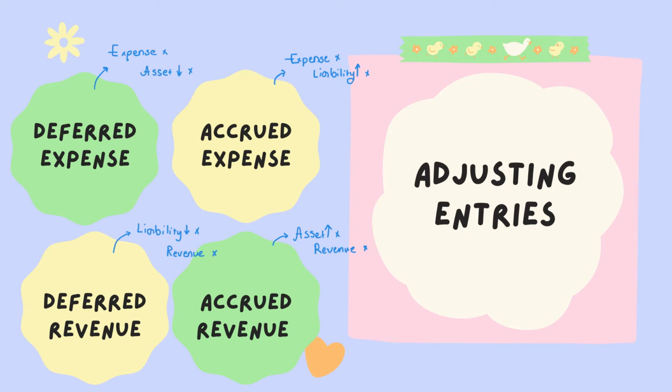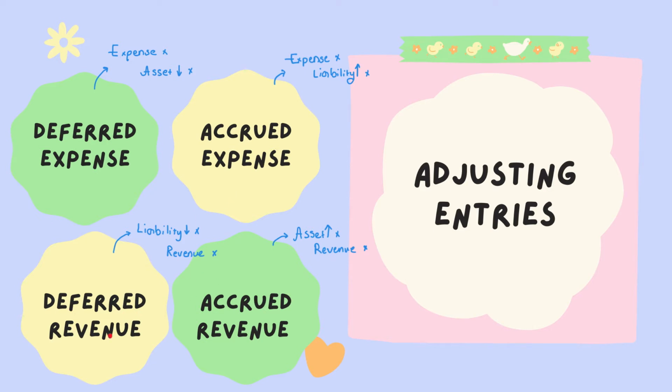So the adjusting entries are recorded at the end of the period, and there is no cash in the adjusting entries. We have to debit an expense or credit a revenue. So for the deferred expense adjusting entry, it should be expense on the debit side, and I need to decrease an asset on the credit side. And we're gonna see in the next slides how we're gonna do this. For each type, we're gonna have a separate video.